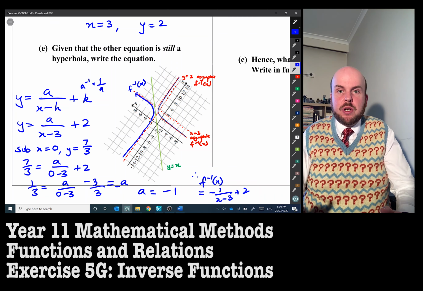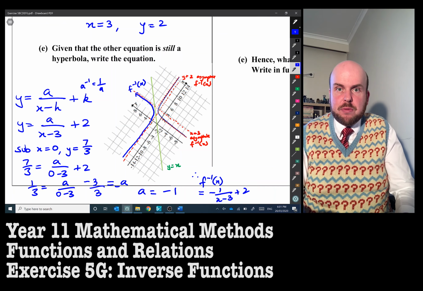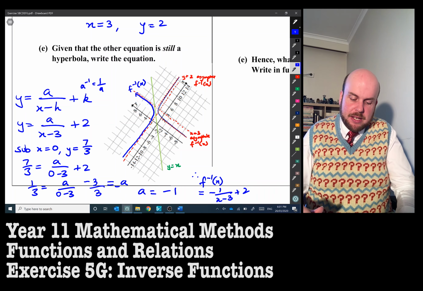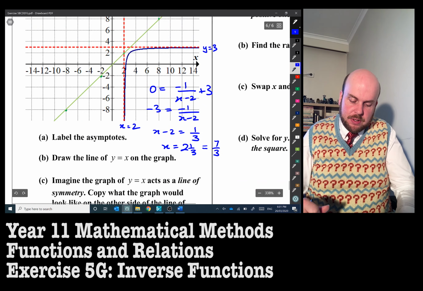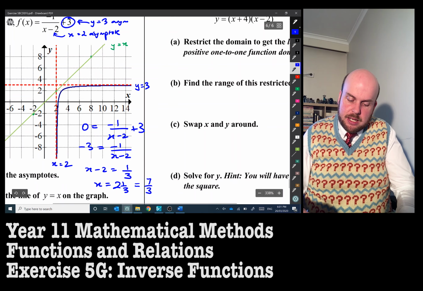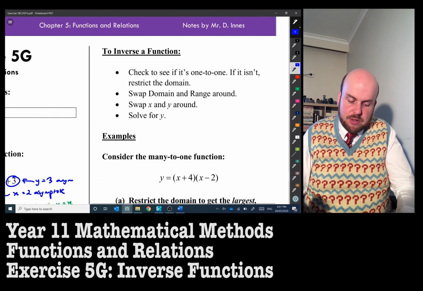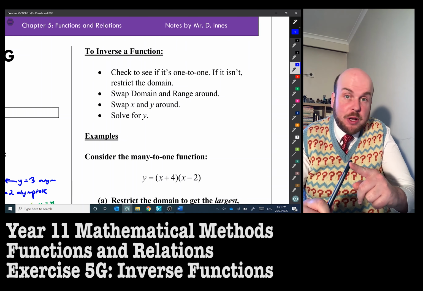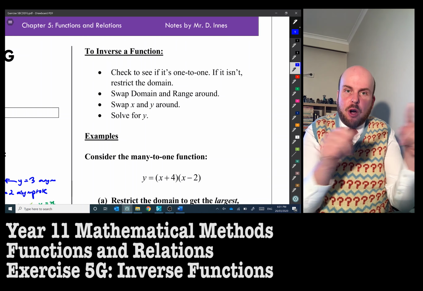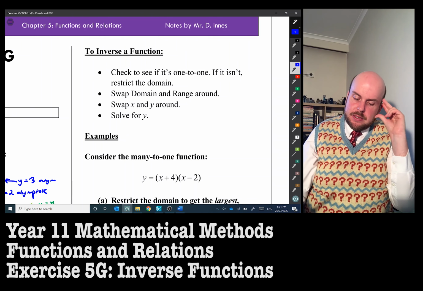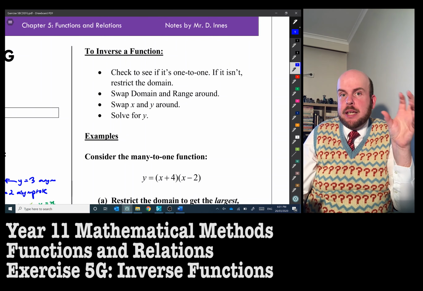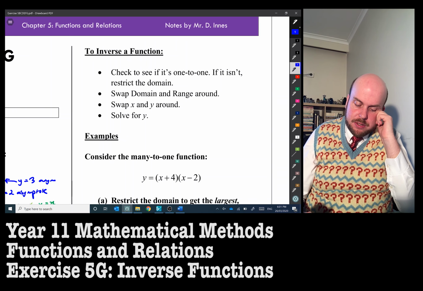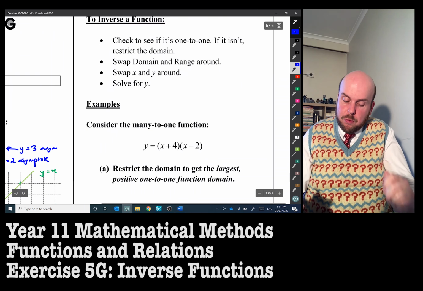But I'm also going to show you the standard algebraic procedure that we can do. I just wanted to show that as an alternative strategy based on the information that we have so far. So I've got this set of instructions. In order to get our one-to-one function, we have to check if the original is one-to-one, so it needs to obey the horizontal line and vertical line test. If it doesn't, we need to restrict the domain such that it does. Swap the domain and range around, swap the x and y around, and solve for y.